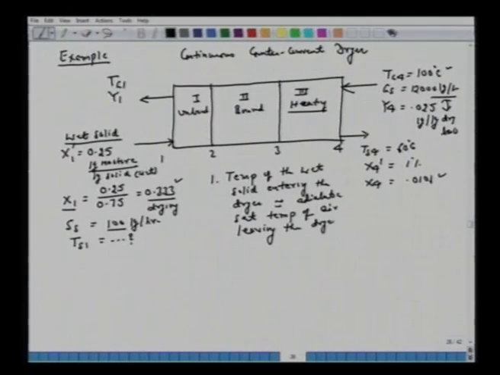So we should pay attention here that the temperature of this wet solid is the same as, not Tg1, but the adiabatic saturation temperature of air leaving this dryer. That's one. We'll come back to this and see what it means. Number 2, we also assume that the solid remains at this adiabatic saturation temperature Ts throughout in this region 1 and 2.